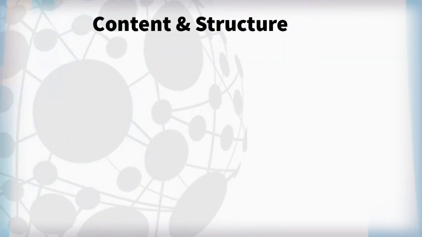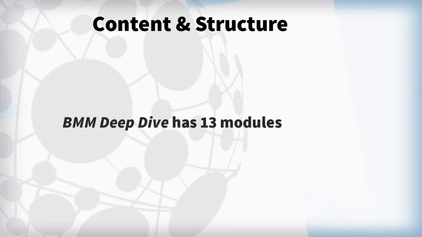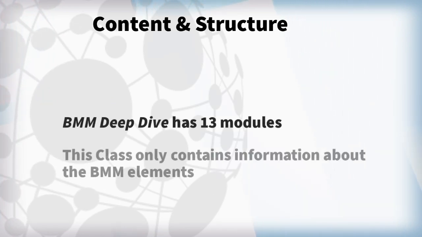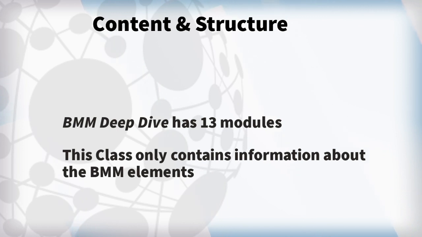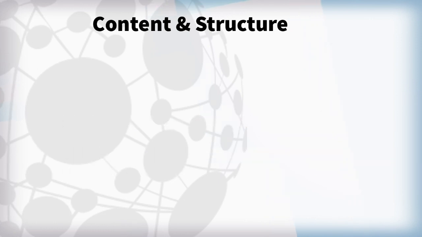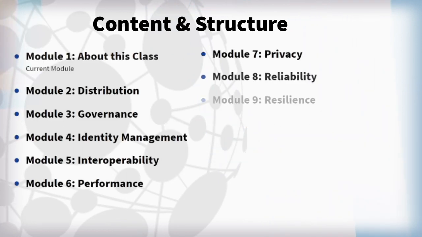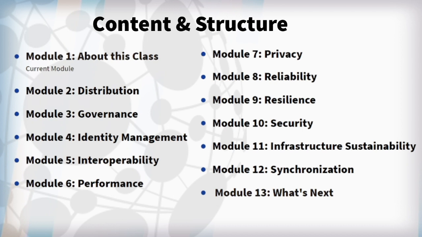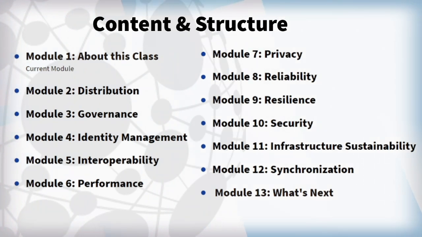So let's take a look at the content structure of this class. This class has 13 modules and only contains information about the BMM elements. The overall BMM framework and the assessment methodologies are discussed in the following classes. The modules of this class are the current module, Module 1, about this class. The next module, Module 2, we will start discussing the BMM elements starting with distribution.